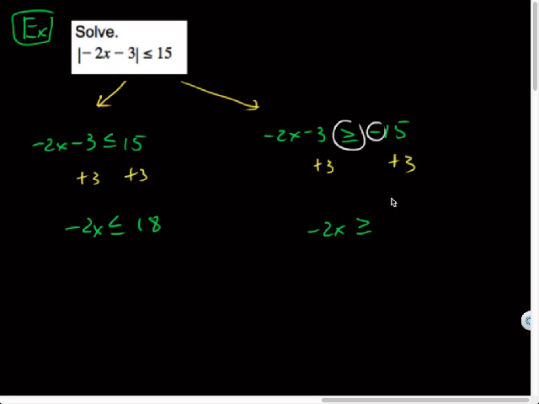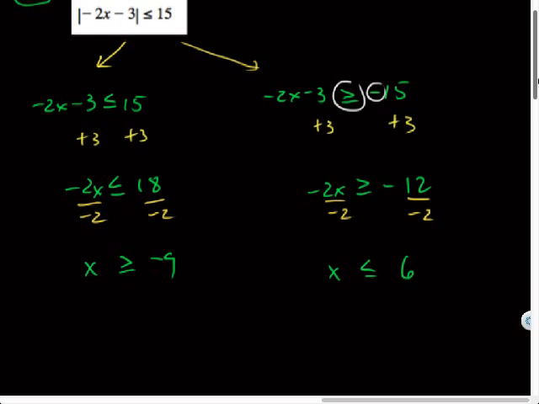Negative 15 and 3. Signs were different, so I get 12, and the more influential was negative. You guys are good at this these days. Now what do I do? You divide by -2, you have to flip the sign, so it's going to be x is greater than or equal to -9. Dividing by a negative, all the same rules apply. Flip it. And over here, flip it. And negative divided by negative is positive.